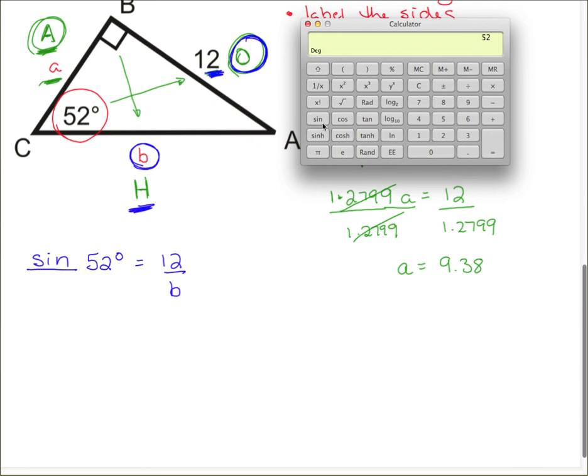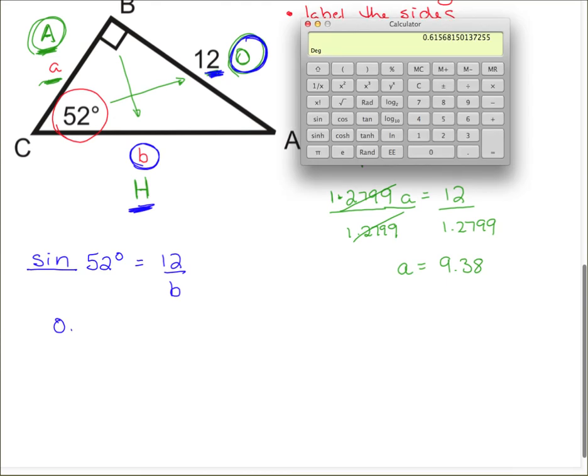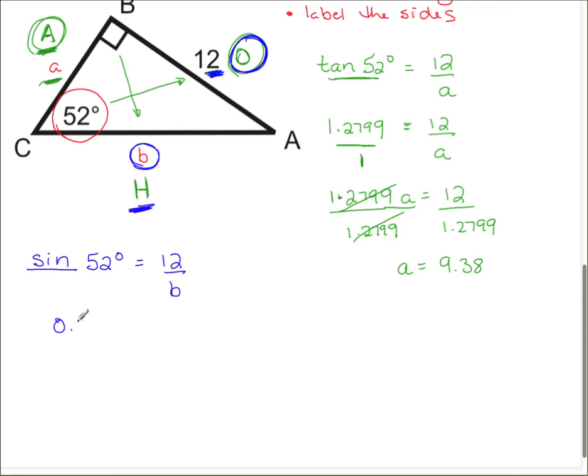So I type in 52 and hit sine and equals. So 0.61568. And that's 12 over B. We're going to put this over 1, and now we're going to cross multiply. We're going to go this way, and that's going to give me 0.61568. I got 5 digits in there.